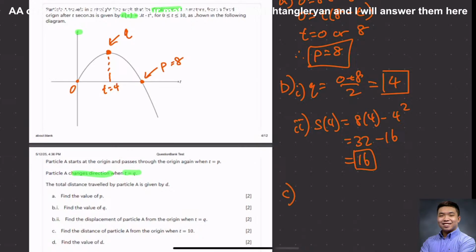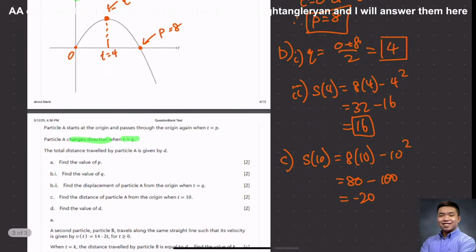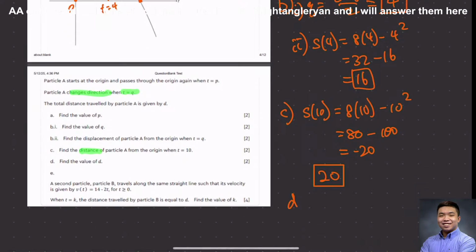Part C. Find the distance of the particle from the origin when t is equal to 10. So again, I need to find the y coordinate when t is equal to 10, because I just need to find the displacement at 10. So that will just be 8 times 10 minus 10 squared. So it's 80 minus 100, which is equal to negative 20. Notice the question is asking you for the distance, so you need to report just 20. You cannot report negative 20. Okay, distance is 20.